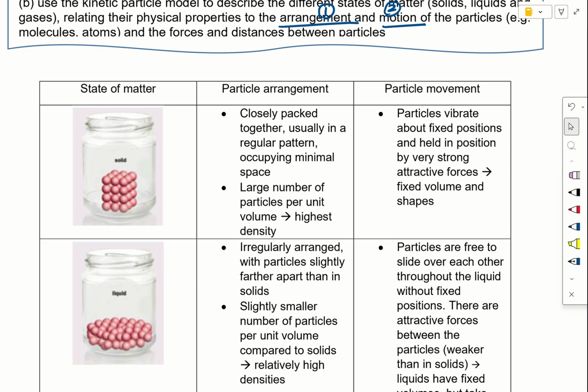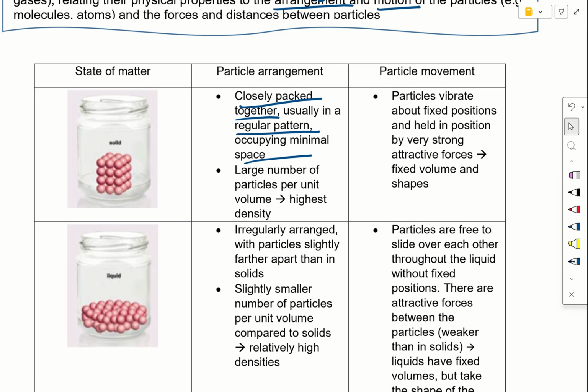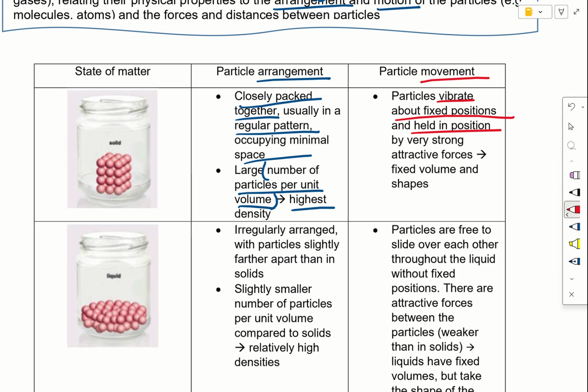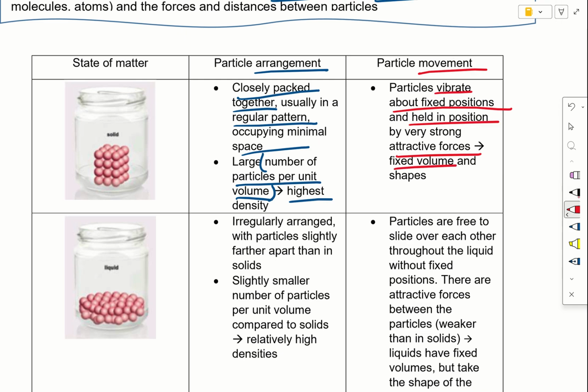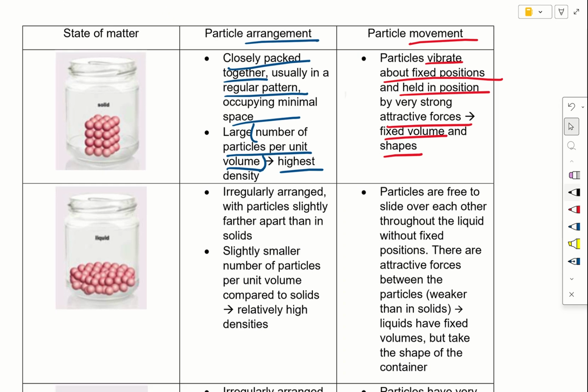Okay, so we start with solid. For the particle arrangement, they are closely packed together, usually in a regular pattern and occupying minimum space. So that's why they have high density: a large number of particles per unit volume. This is a good phrase to remember. The number of particles per unit volume is high, so it has the highest density. So this is about the arrangement. But for the movement, the particles vibrate about fixed positions and are held in position by very strong attractive forces, and this accounts for their fixed shape and volume.